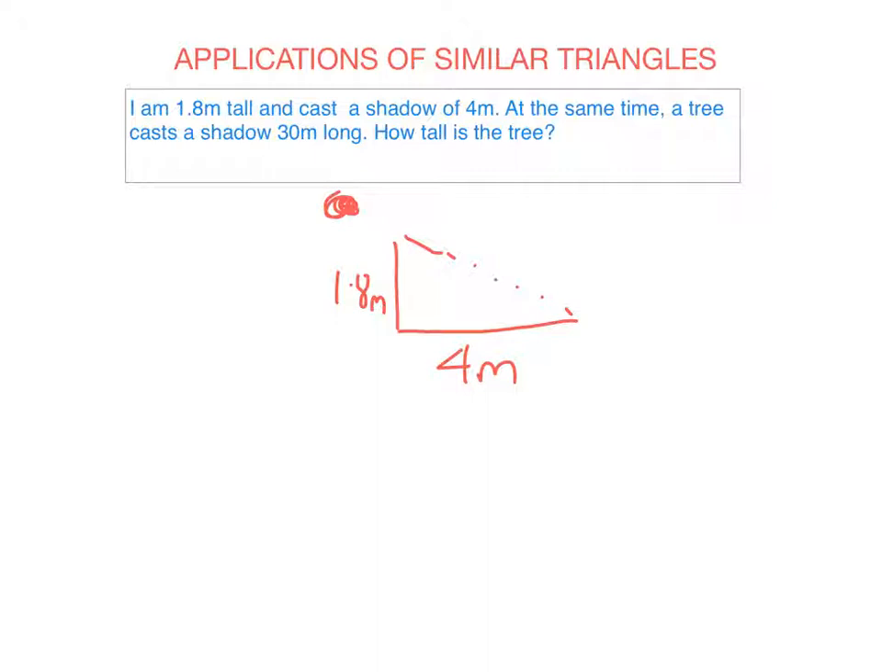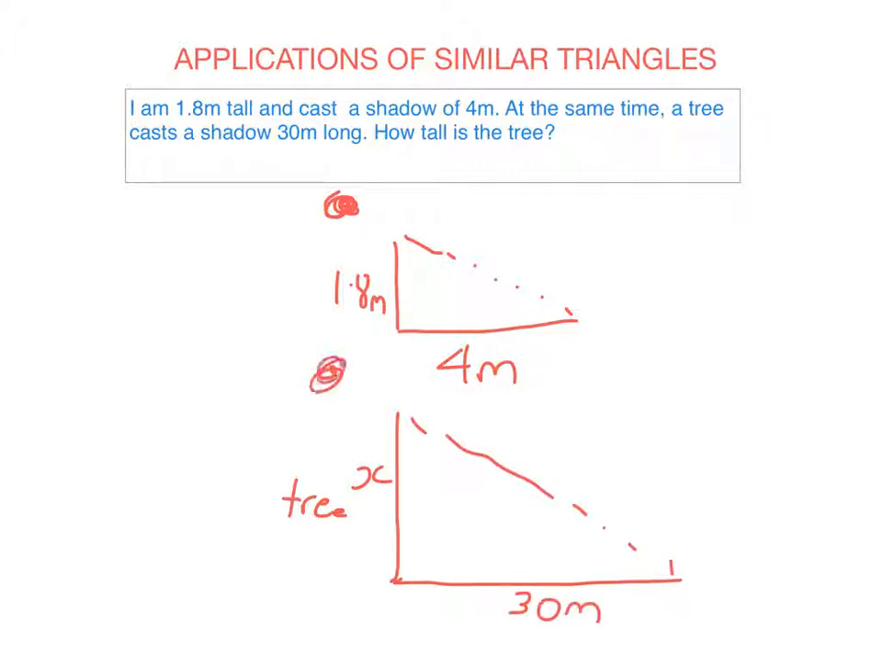Now I'm going to make another triangle with the tree in it so that I can use the properties of similar triangles. So let's draw it up again. Let's say I have a tree here. I don't know the length of it, so I'll just call it X, and it casts a shadow that is 30 meters long. And if it's at the same time of day, then the angles that the sun makes with the tree and the ground will be the same. And that's why these two triangles are similar. So it has to be at the same time of day. So these triangles are similar.